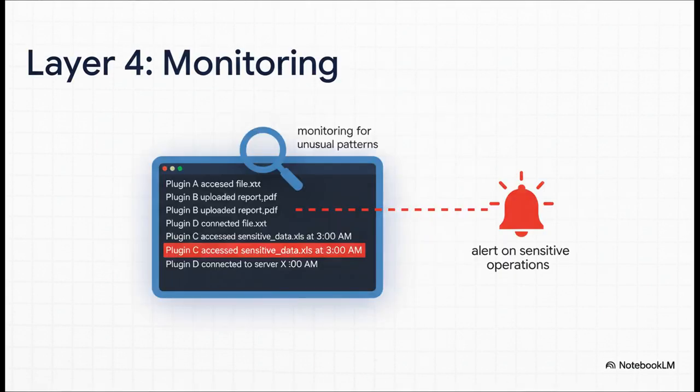And finally, you need visibility, because you can't stop what you can't see. This means logging every single thing a plugin does, what it was asked to do, the parameters it used, and what happened next. You need to be monitoring for weird patterns, like a plugin being used at 3 a.m. or suddenly trying to access sensitive files. And you need to alert a human when high-risk stuff happens. This is your alarm system.